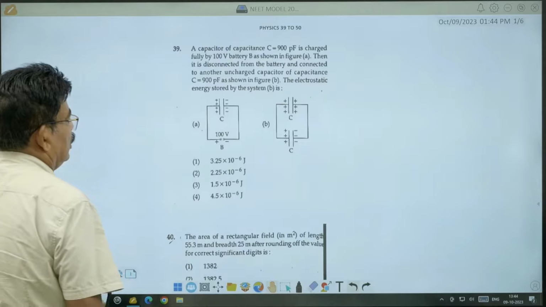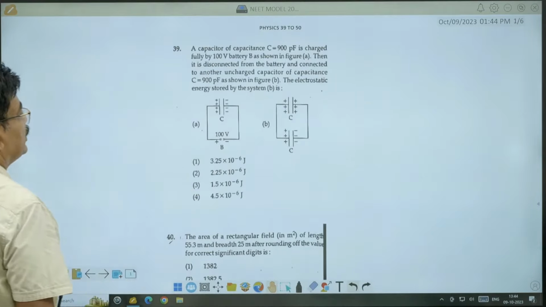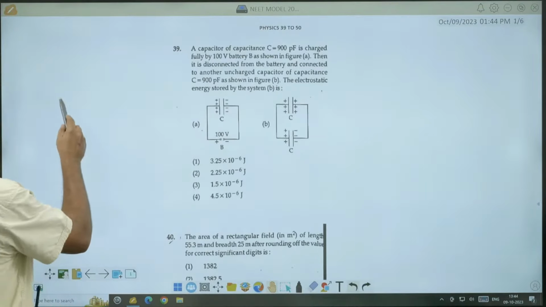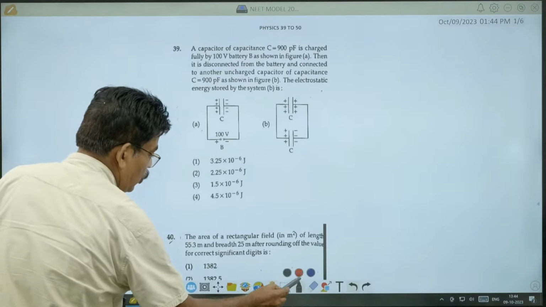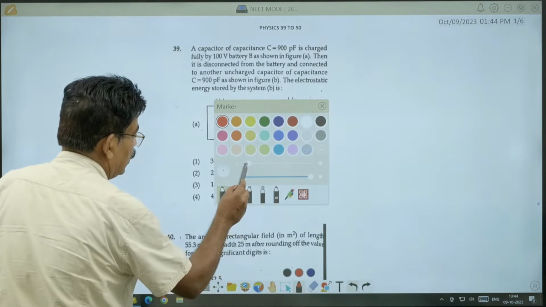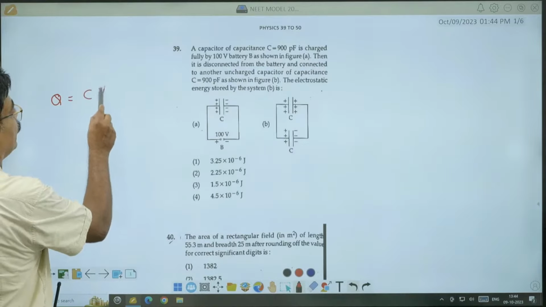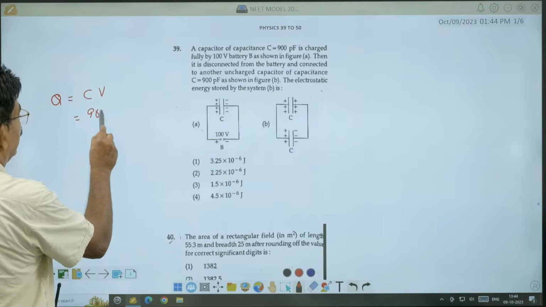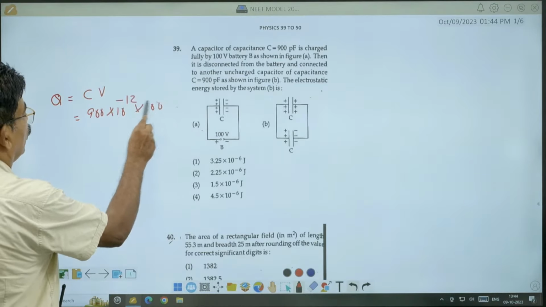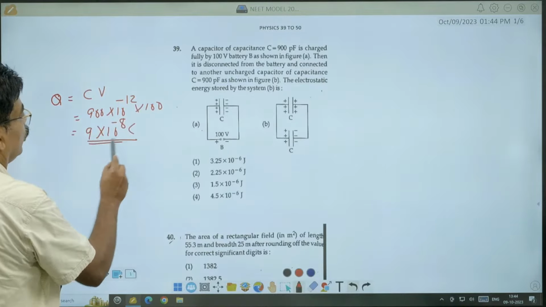Yes, the capacitor of capacity 900 picofarad is already charged. So, charge on this capacitor will be CV. That means 900 into 10 to the power of minus 12 into 100. That is 9 into 10 to the power of minus 8 coulomb.